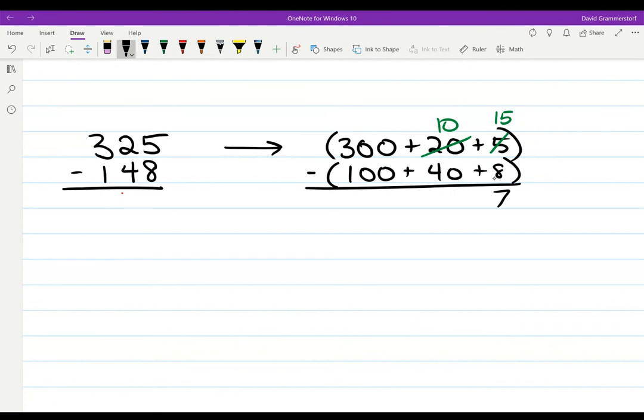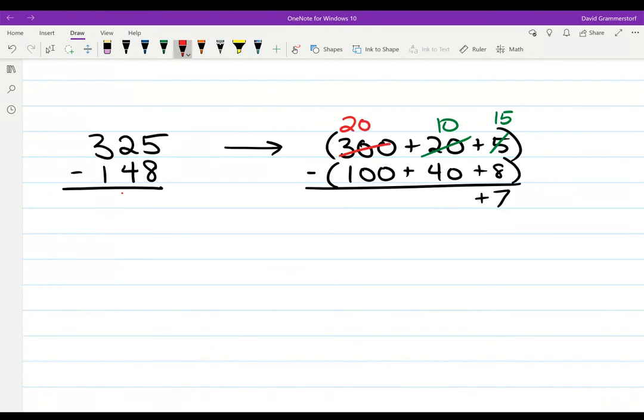It's 7. But now look at the problem in the tens. This is a very different problem now, because now I'm going to need to do some more regrouping. I can't do 10 minus 40. So I'm going to go next door to the hundreds now.